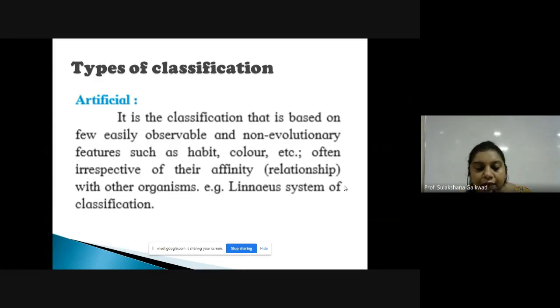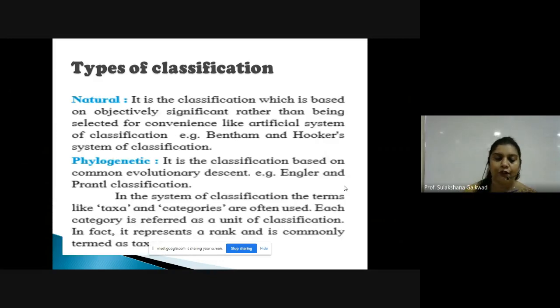The next method is the natural method of classification, which is done by Bentham and Hooker. It is based on objectively significant characters rather than being selected for convenience like the artificial system. Here there is a significant character. What is the significance between two living organisms? Are they significantly the same or different? In which way? That is the character used by Bentham and Hooker for classification.